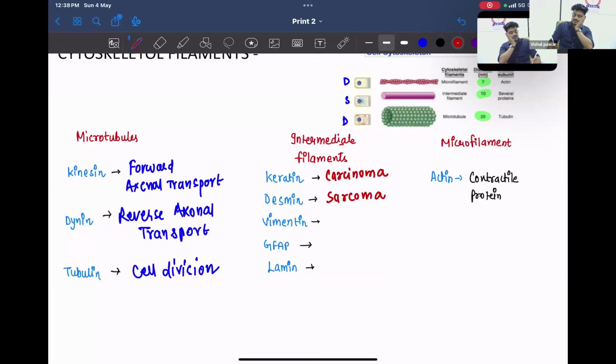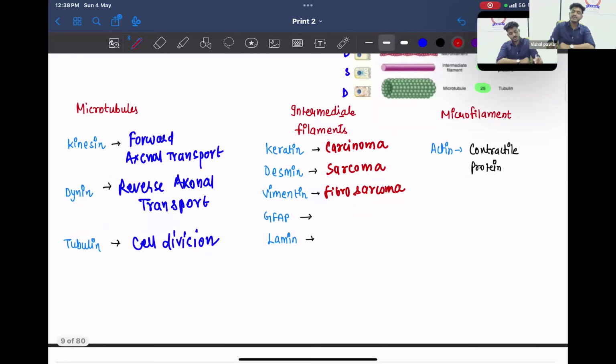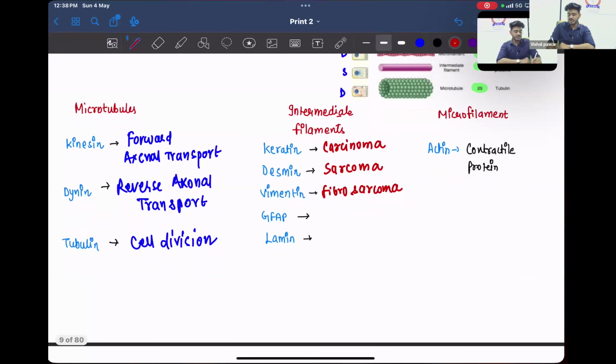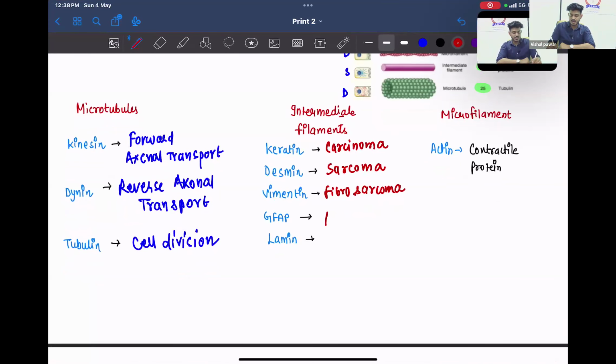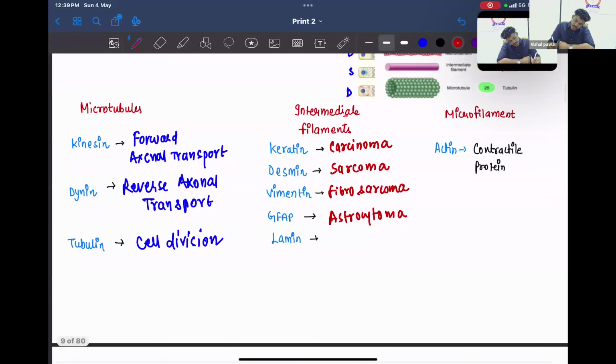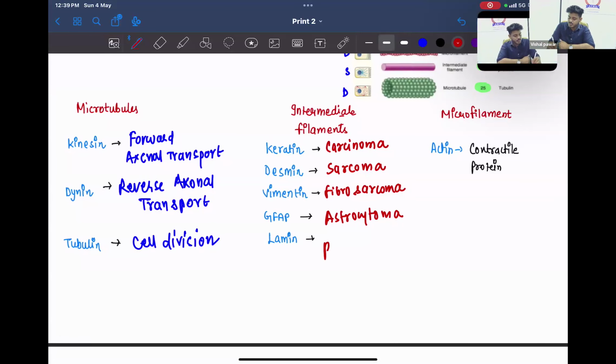Vimentin is a marker for fibrosarcoma. Whenever you have GFAP, it is a marker for astrocytoma. GFAP is glial fibrillary acidic protein, and it is a marker for astrocytoma. And lamin mutation will lead to what? Lamin mutation will lead to a special disease that is known as progeria.